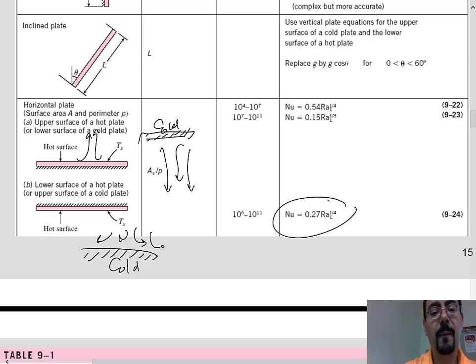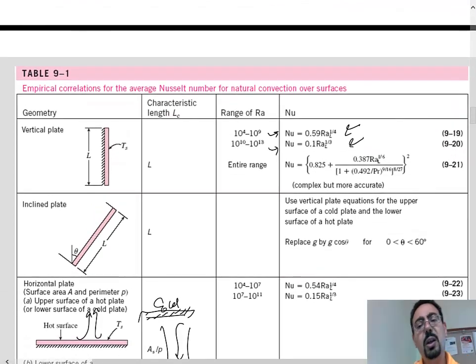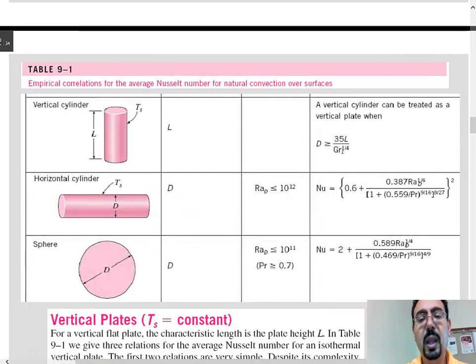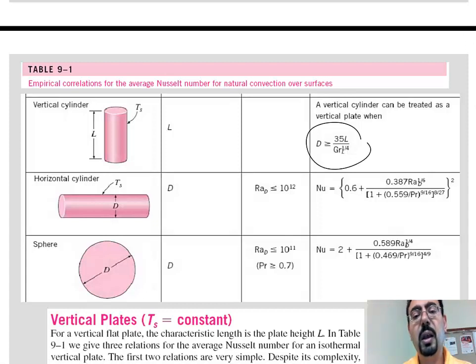Alright? So that's what it says over here. This is the flow for a vertical cylinder, and it says that the vertical cylinder can be treated as a vertical plate when D is greater than 35 L over Grashof number to the power 1/4. So basically when the diameter is much bigger than the length, you can treat it as a vertical plate. As the diameter gets bigger, the curvature loses its effect, and the surface would feel as if it's a flat plate.